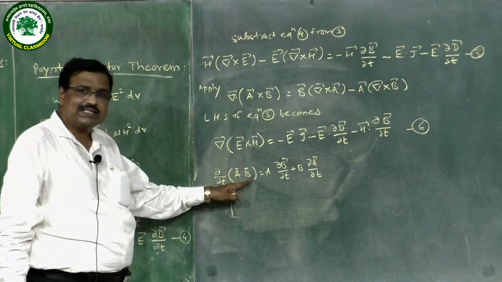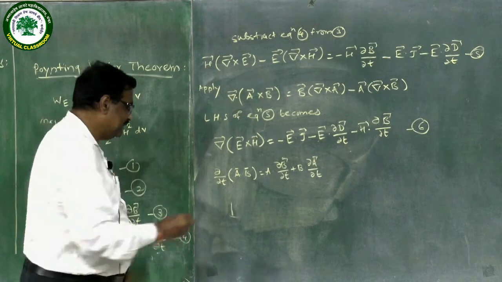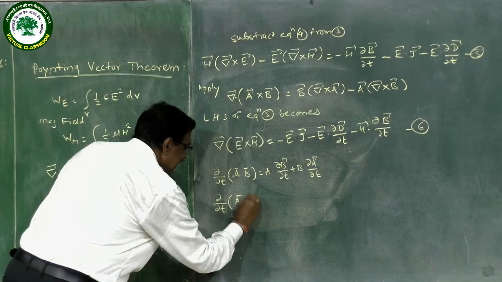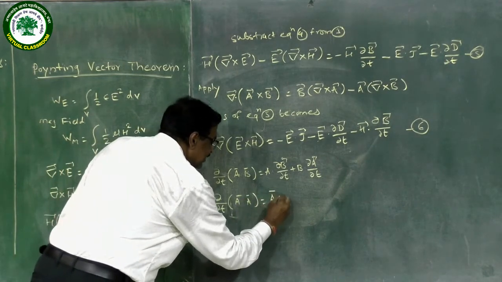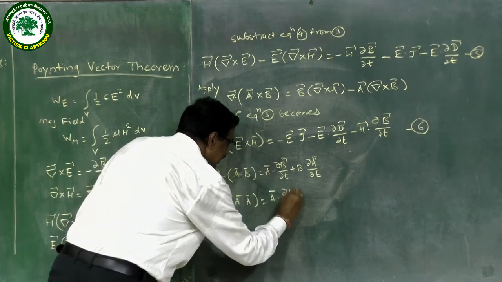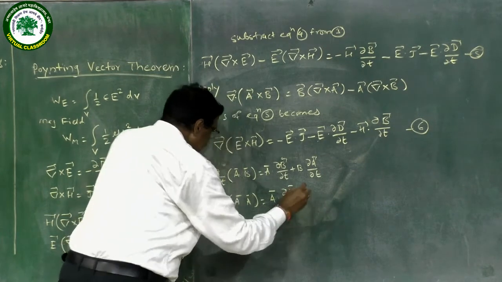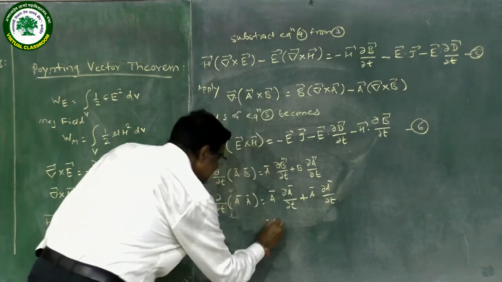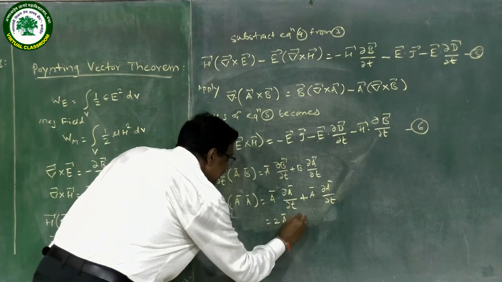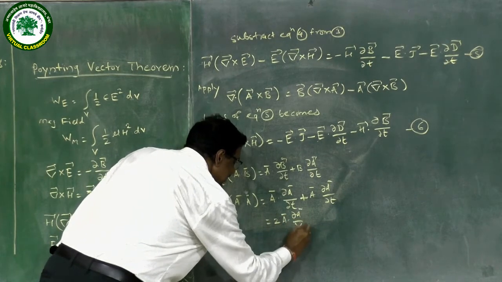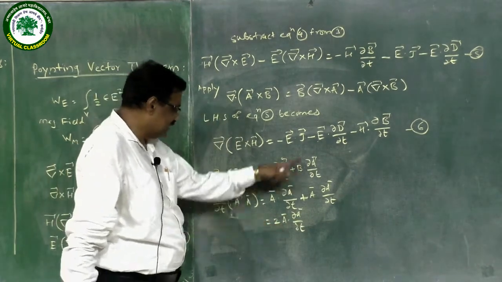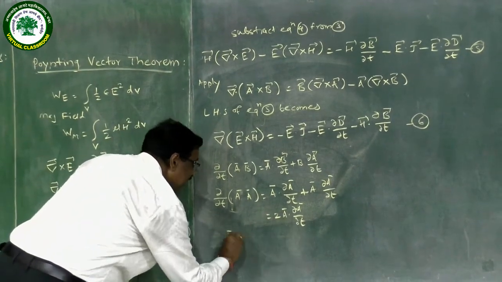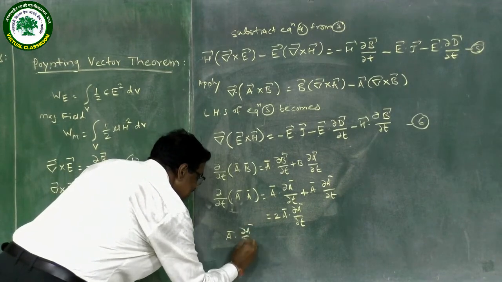But if both vectors are the same, then it should be written as ∂/∂t of A dot A. It should be written as A into ∂A/∂t plus again A into ∂A/∂t. So on the right hand side we have 2 times A into ∂A/∂t. So from this equation, A dot ∂A/∂t can be easily calculated.